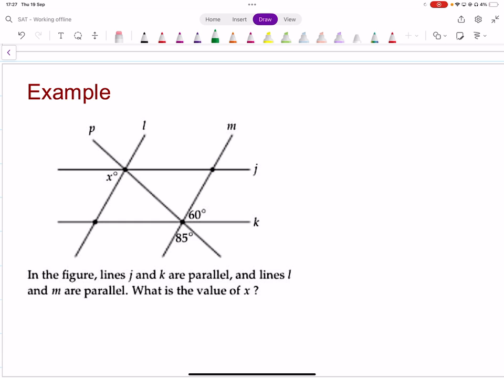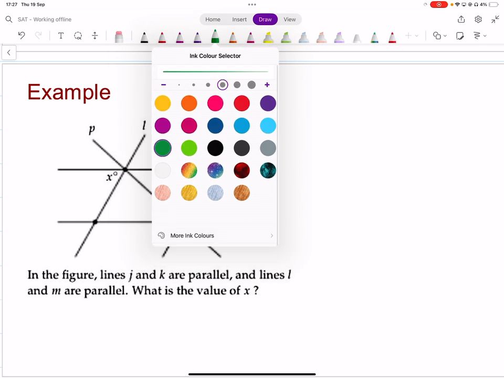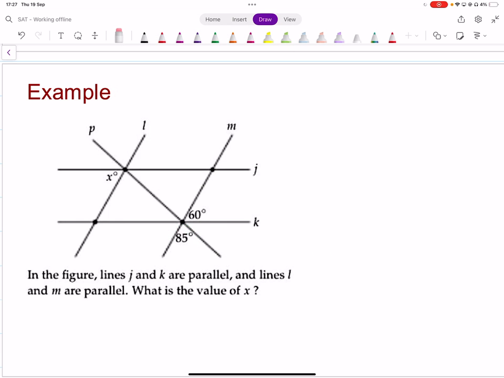Okay. In the figure, lines J and K are parallel and lines L and M are parallel. What's the value of x? How do you figure this out? If this is 85, this is also 85. Okay, then if this is 85, then we can say this is also 85 because of these two parallel lines. These are alternate angles, right? 85 and 85.